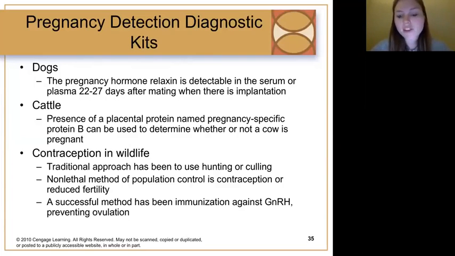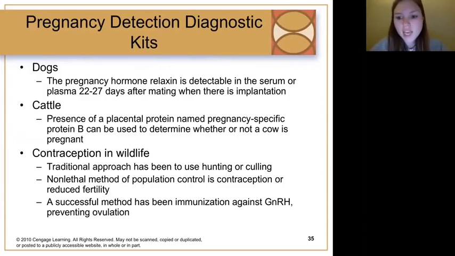Contraception in wildlife: the traditional approach has been to use hunting or culling. A non-lethal method of population control is contraception or reduced fertility. And a successful method has been immunization against gonadotropin-releasing hormone, which will prevent ovulation. So those are just some things that you can use.